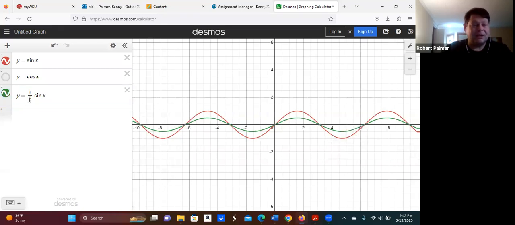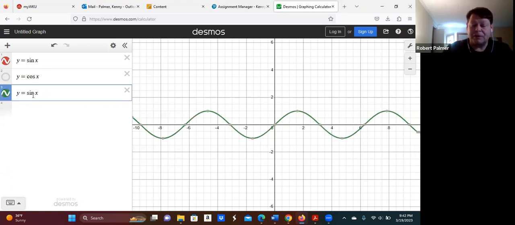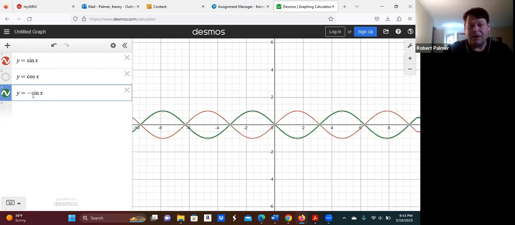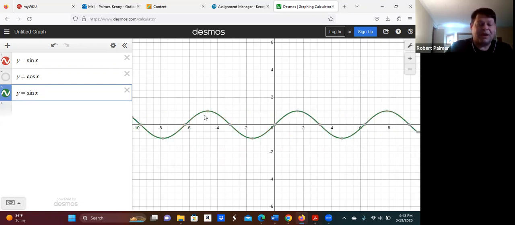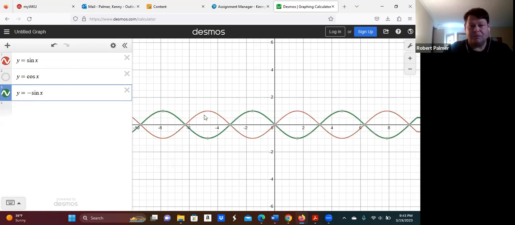Okay. Lastly, let's just get rid of this. Let's make it the same. Now, if I put a negative in front, watch what happens to the green graph. It basically flips it over the x-axis. So the negative just flips it over the x-axis. It's what's called a vertical reflection. And that's what the constant a in front does.